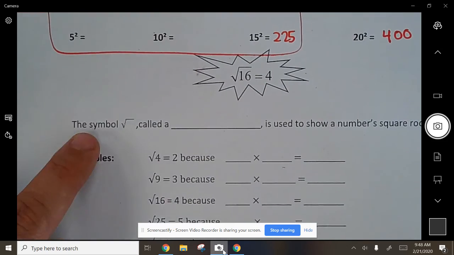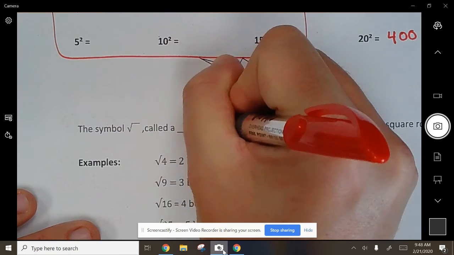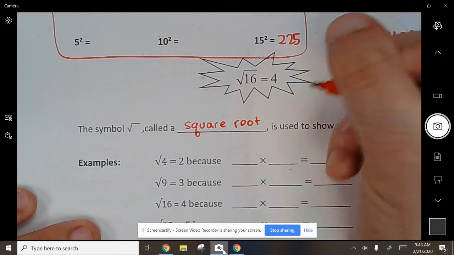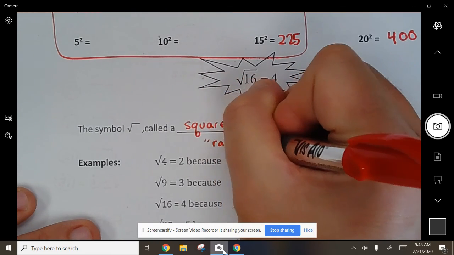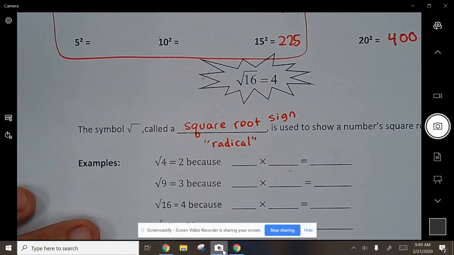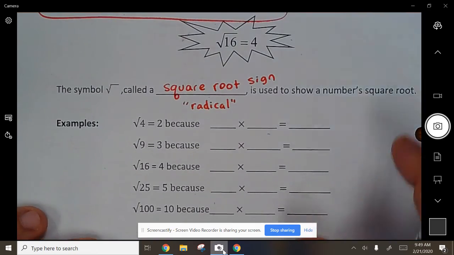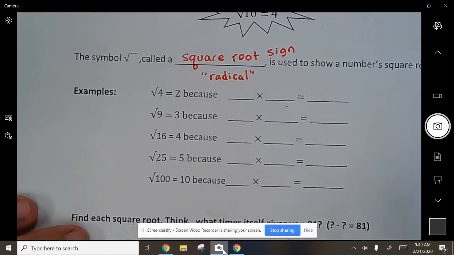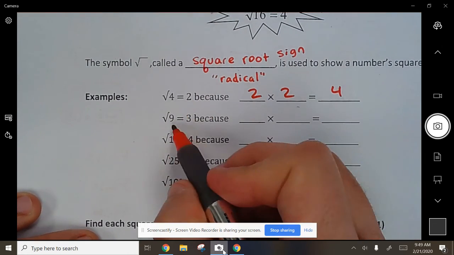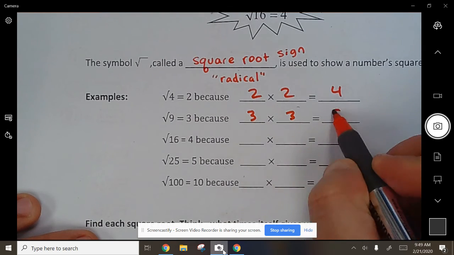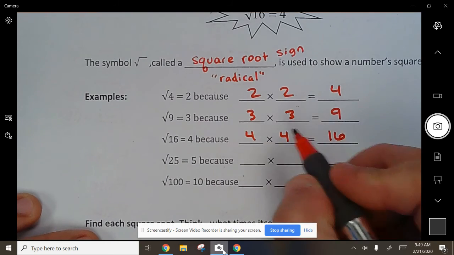the symbol, the fancy word, we're going to call it a square root sign. They also call it a radical. It is used to show a number's square root. And you guys can go ahead and fill this one in on your own. They're just, again, practicing what we already know. Just repetition. Because 2 times 2 is 4. The square root of 4 is 2. Square root of 9 is 3, because 3 times 3 is 9. We're just trying to repeat this pattern in your head so you don't forget it. Okay, we're just dealing with numbers times themselves.